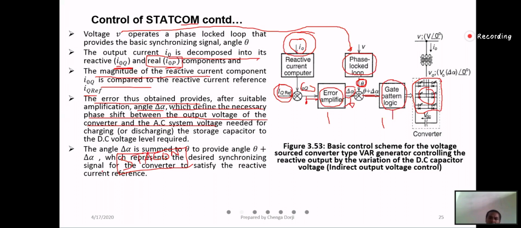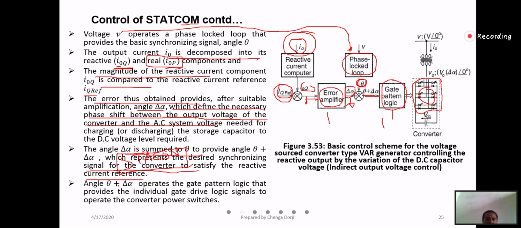See, sir, lastly, the angle del alpha is summed with theta to provide this, which represents the desired synchronizing signal for the converter to satisfy the reactive current reference. This gate signal will operate the gate pattern logic that provides the individual gate drive logic signals to operate the converter power. So this is now operated.